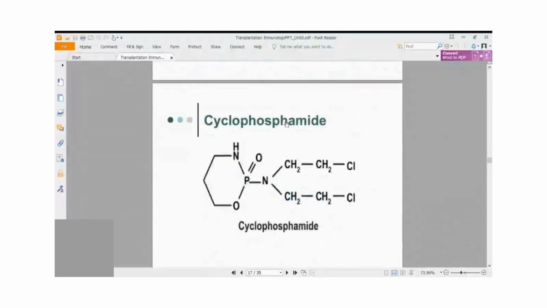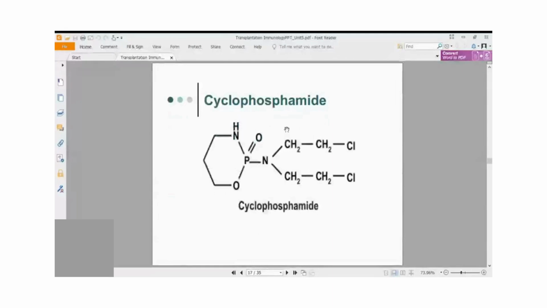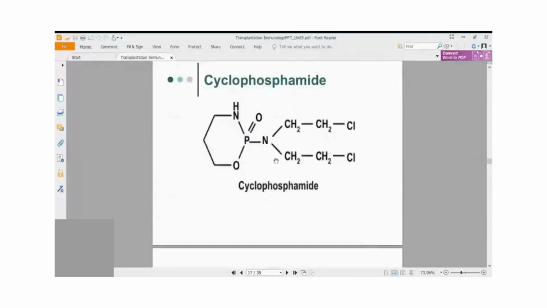Okay, so now comes cyclophosphamide, which is a very toxic drug. Look at the structure of this cyclophosphamide. It has two chlorides at the terminal end, and this is the alkyl residue. Since these two chlorides are very active, they can form bonds with the nitrogenous bases of the DNA and form a DNA adduct. Irrespective of purine and pyrimidine nitrogenous base, these chloride residues can link with the nitrogenous bases to form a DNA adduct.